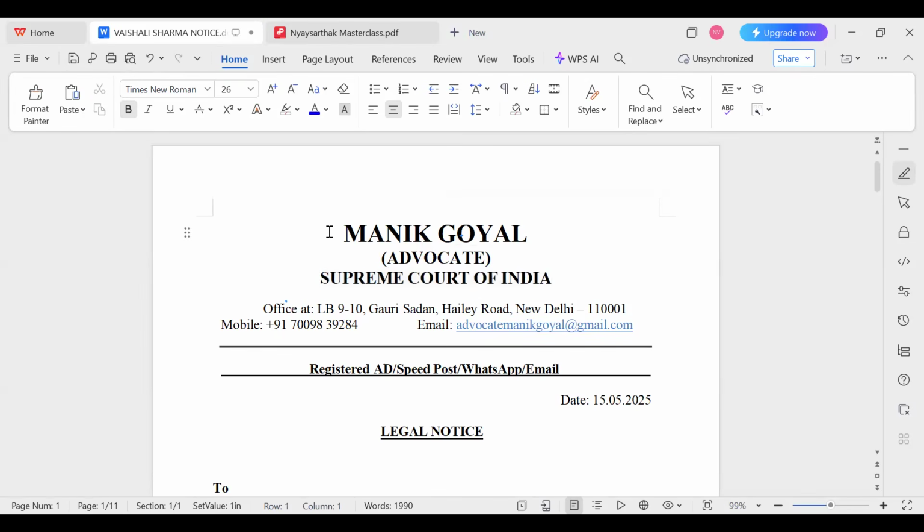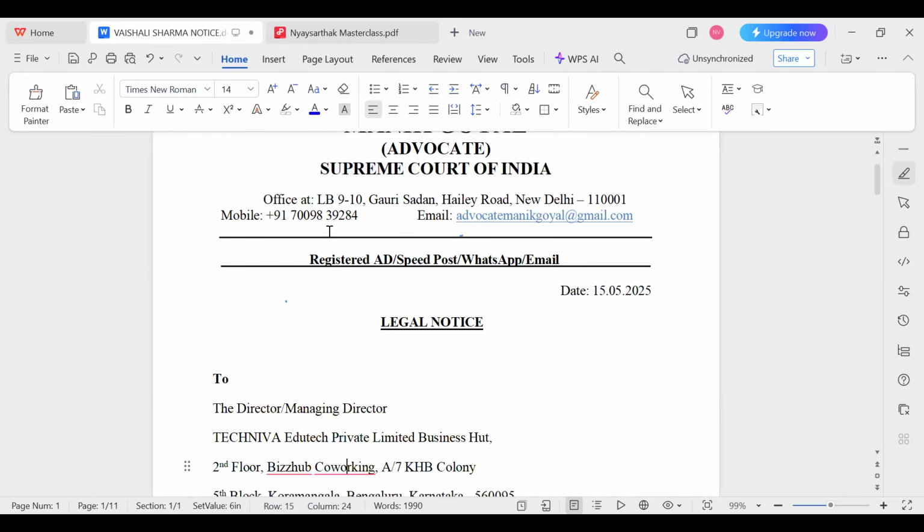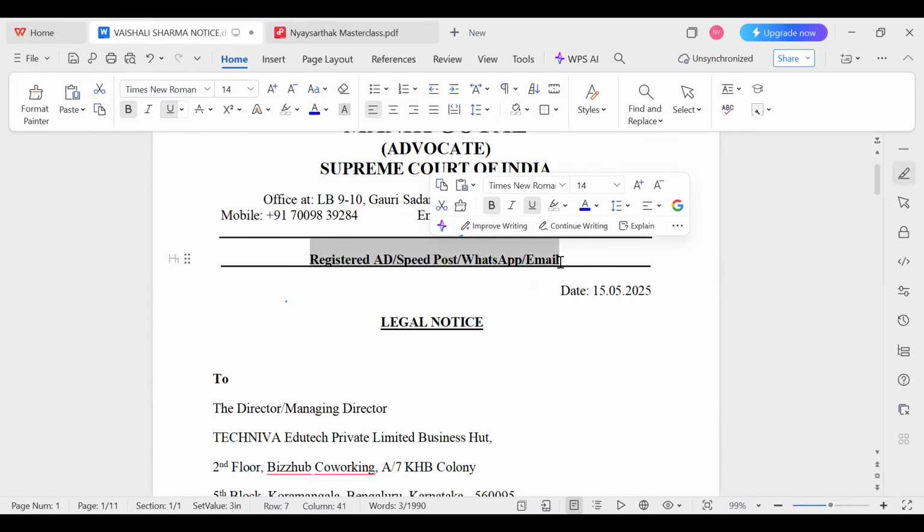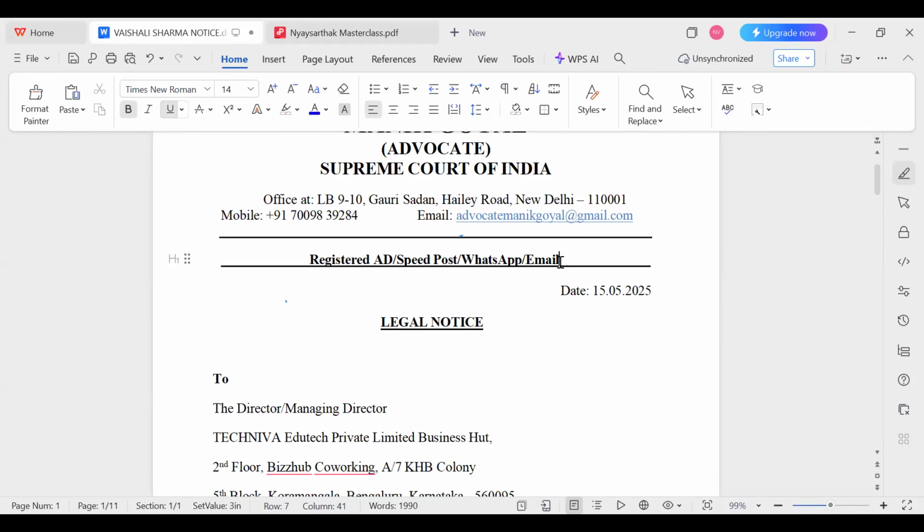So I think we should skip to the next part. This is the general part. Like you have to write the date here. This is the general formatting, like registered AD, speed post, WhatsApp, email. You can copy this from my legal notice. I will share the formatting with you also. You can just add your name if you are an advocate, and if you are not an advocate right now, then you need not have that formatting with you right now.